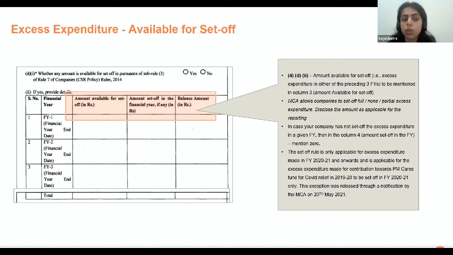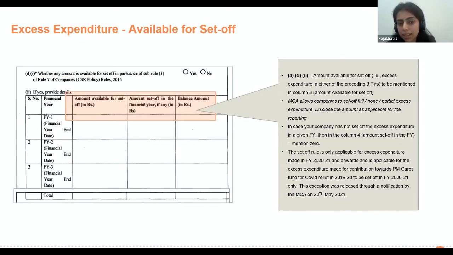So excess expenditure made in the years prior to FY21 cannot be set off towards the CSR obligation of succeeding years, since the set-off rule has been introduced through the amended CSR rules in 21 and is applicable to FY21 and onwards. The only exception would be in case the companies have made an excess expenditure towards the PM CARES Fund for COVID relief in 2019-20.